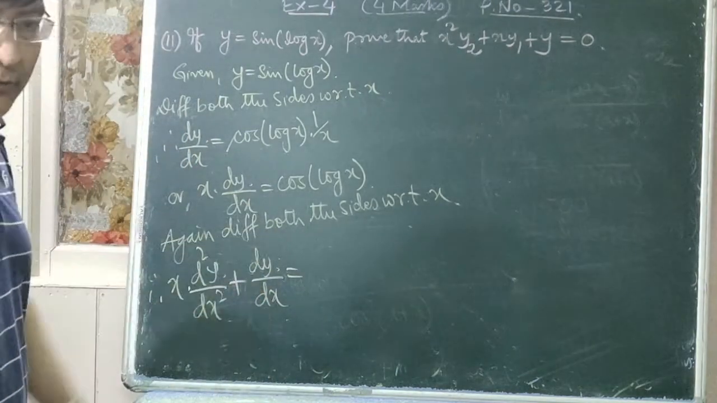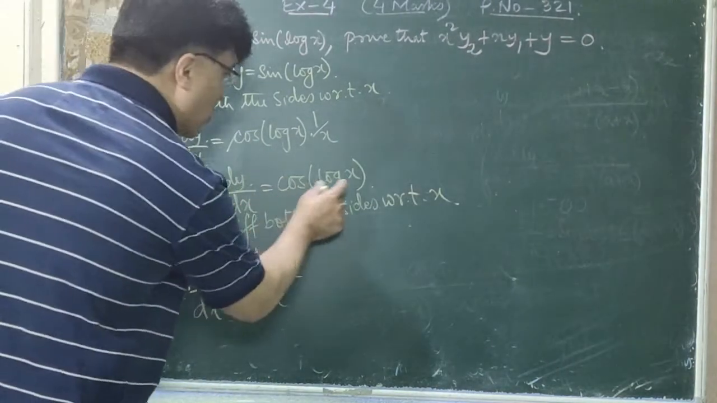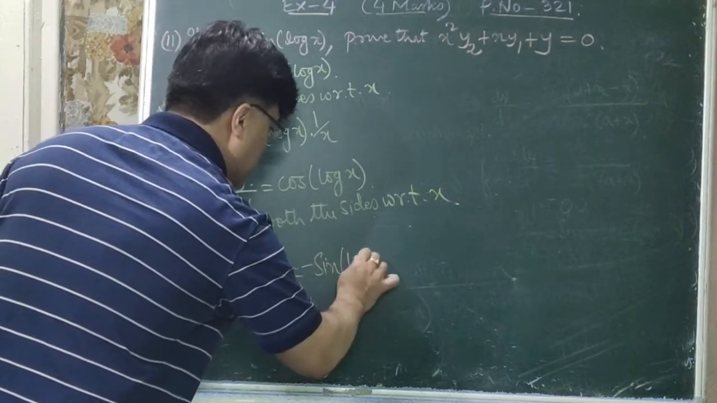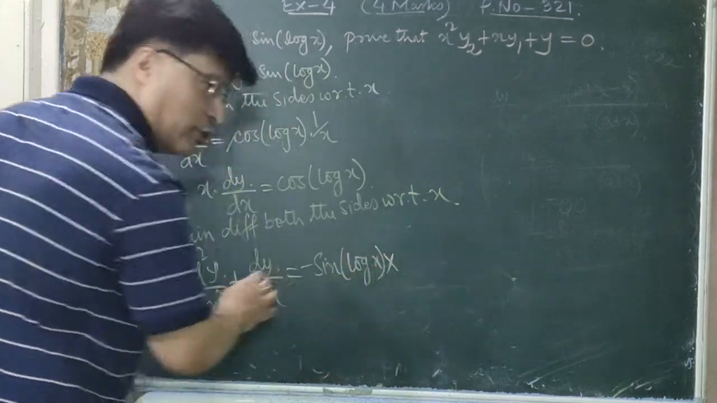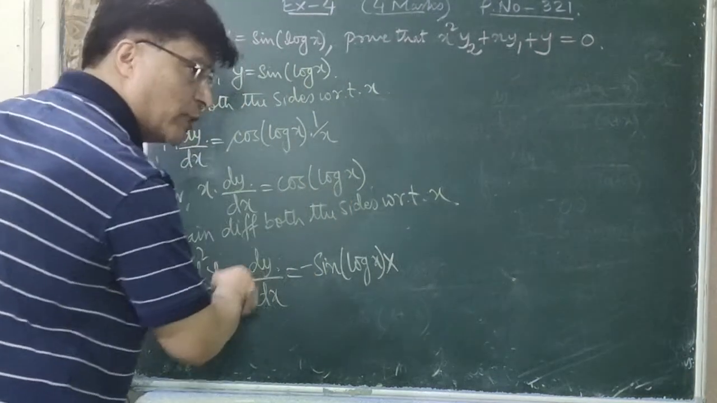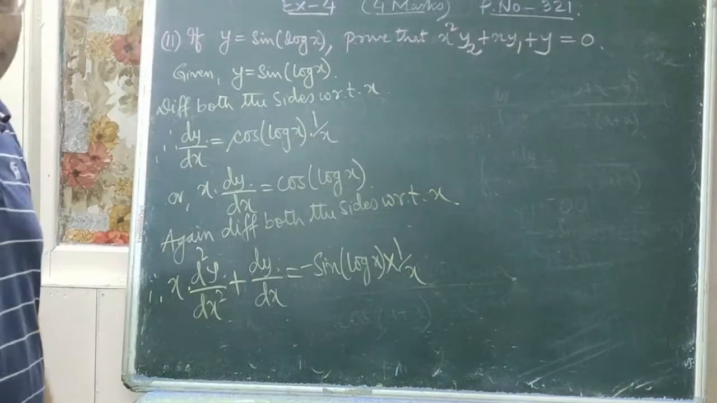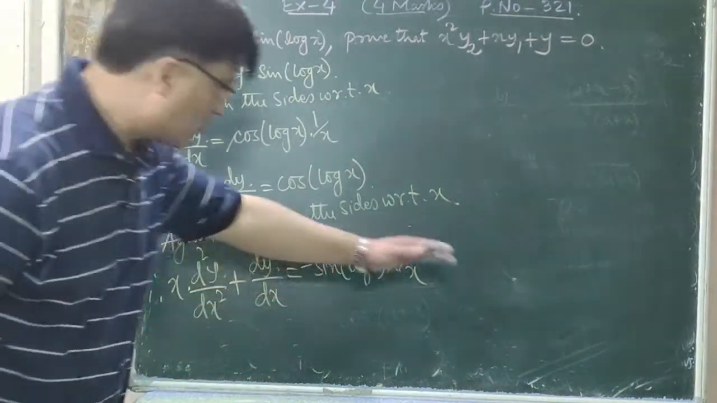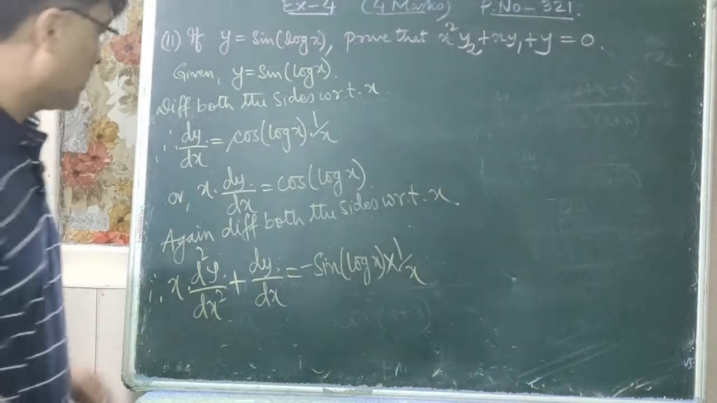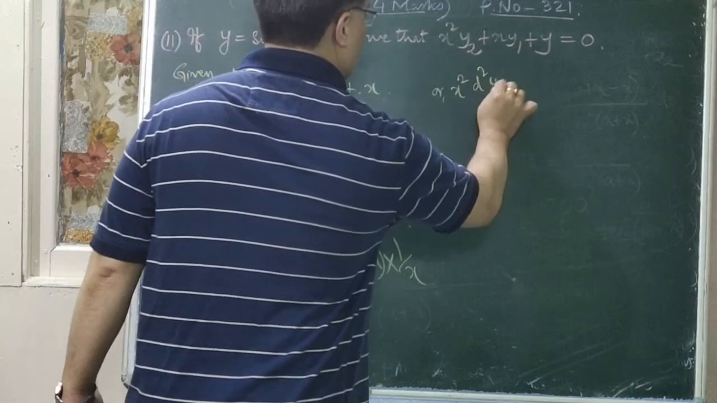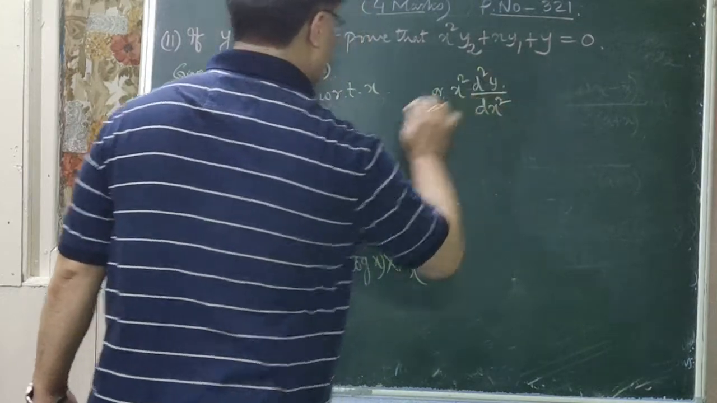Now we have to differentiate the right hand side also. So this is the form cos x. What is the differentiation of cos x? Minus sine of log x into, again differentiate log x with respect to x, which is equal to 1 upon x. I think you have understood it. Now cross multiply by x here. So x into x, x square, it is d2y by dx square.